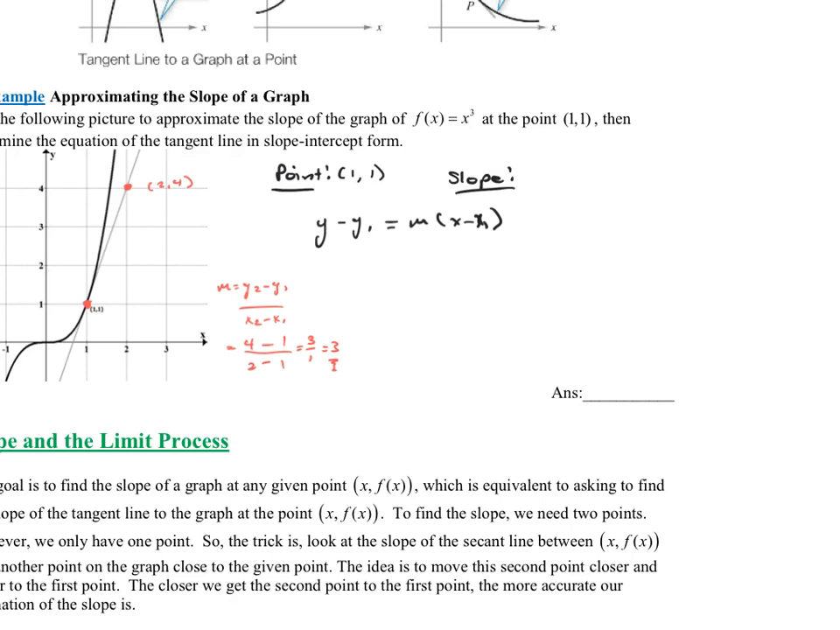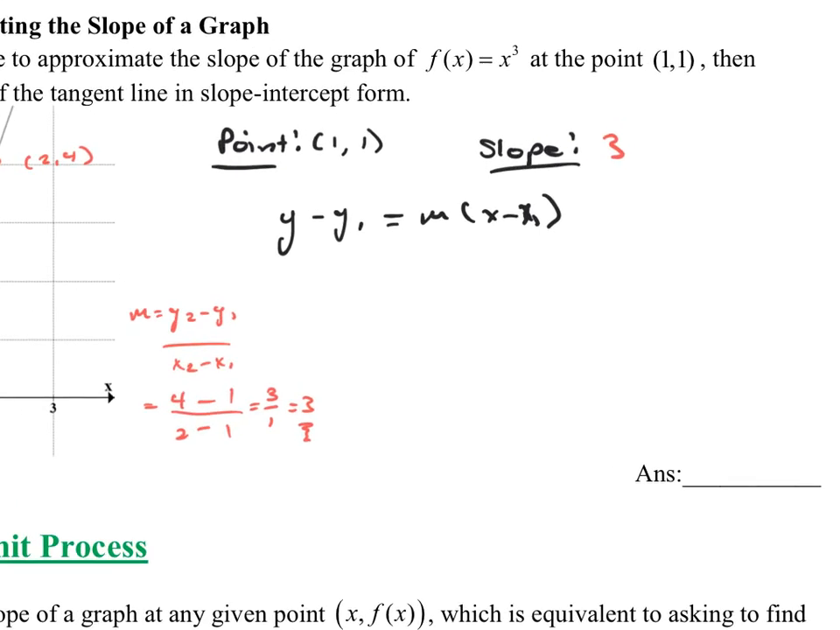Okay, so that gray line being the tangent line again. The slope of the tangent line is 3. So now we have a point, 1, 1. We have a slope, which is 3. Now we can plug it into the point slope form.